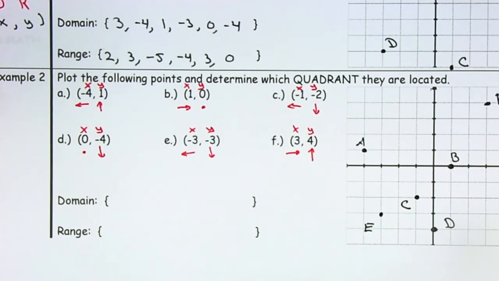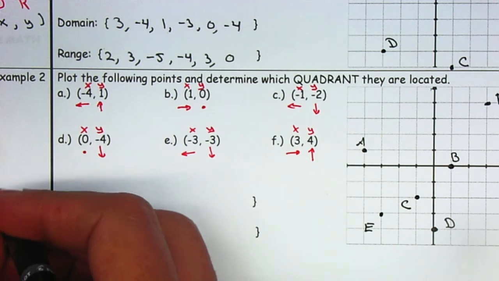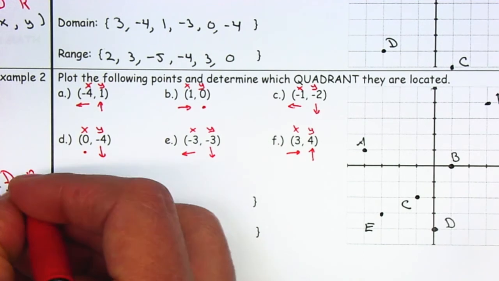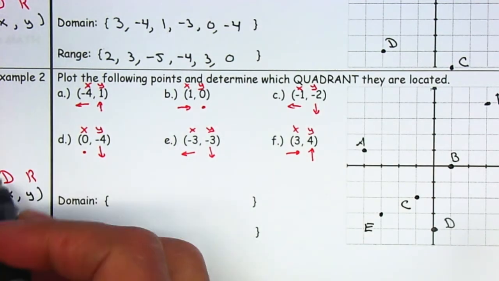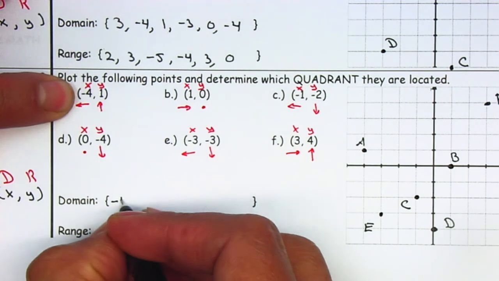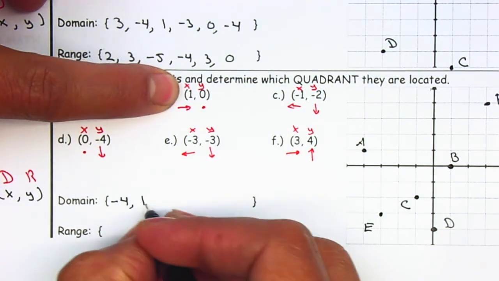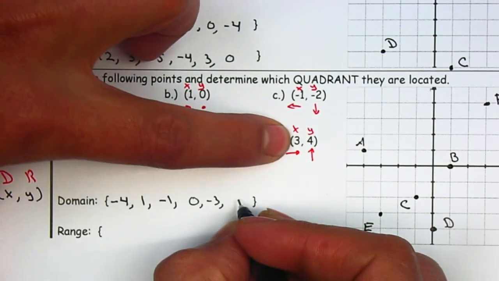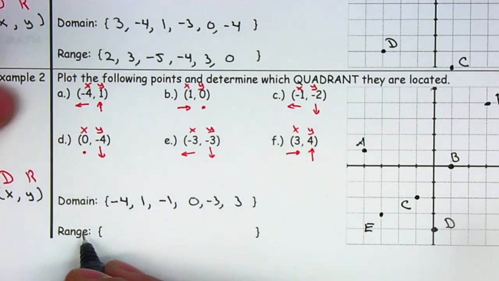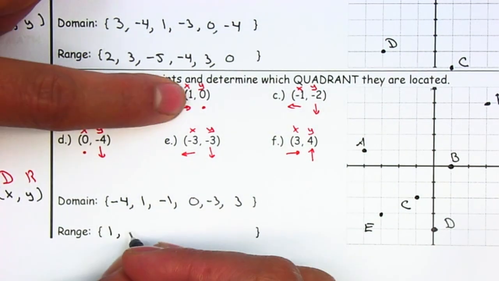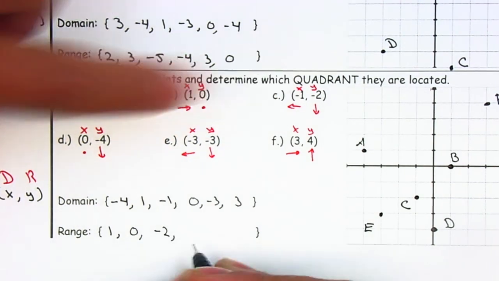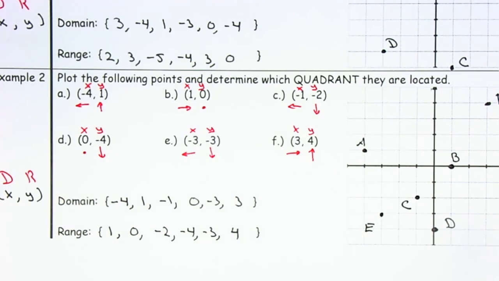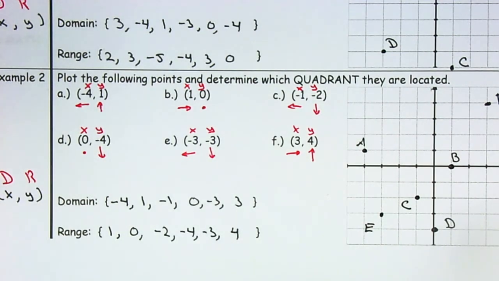For your domain, I'm going to write down x, comma, y, DR. So for your domain, that corresponds to the x values. So I need to write down all the x values, which are -4, 1, -1, 0, -3, and the last one will be 3. The range will be the y values, so there'll be 1, 0, -2, -4, -3, and 4. So hopefully you get the same answers.